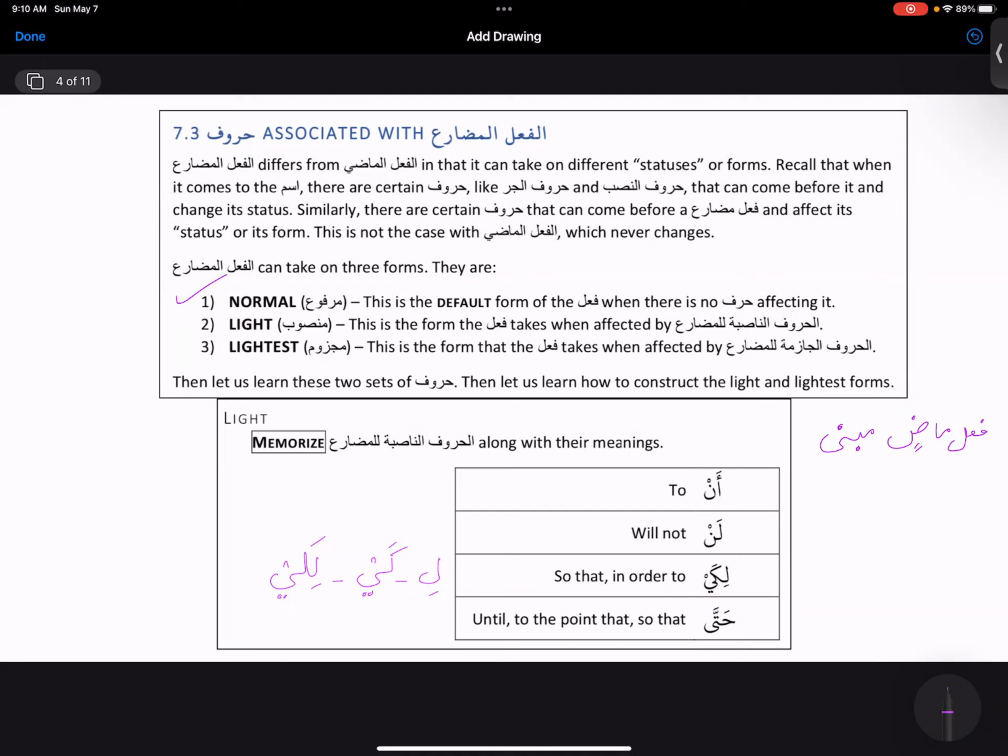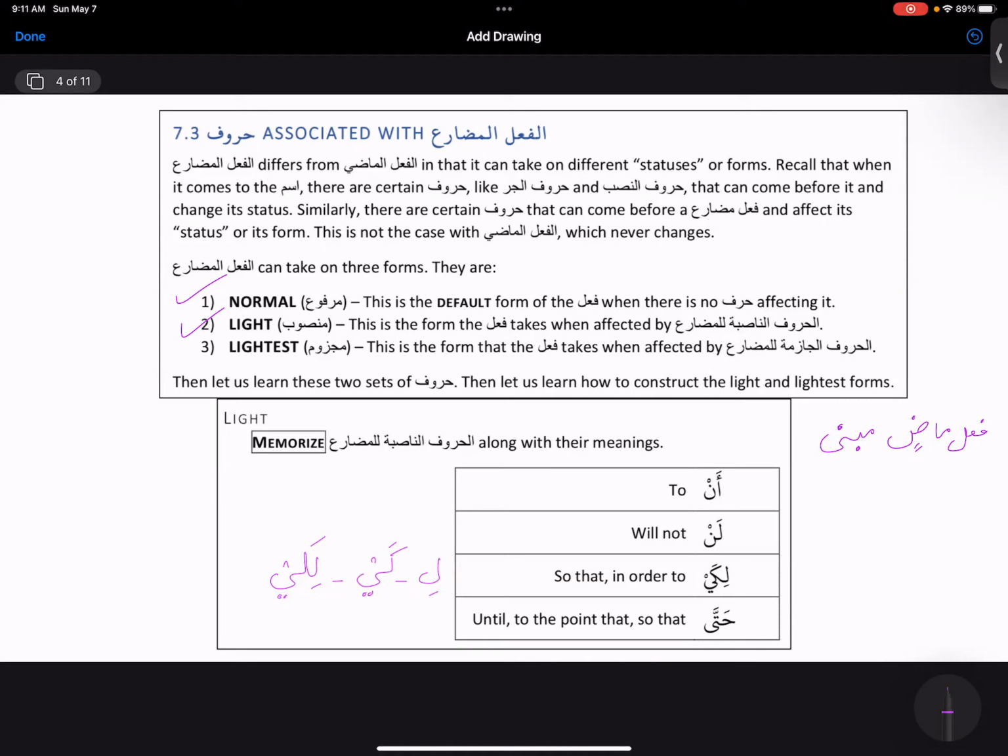What are the moods? The first one is normal, which we already learned. For example, Nasara will become Yansuru. This Yansuru is the normal version of fail mudariya. Then some huruf, which we are going to learn today, come before fail mudariya and make it mansoob. This mansoob is not like what we learned in Isam. Isam is a different study and fail is a different study. But fail mudariya can be mansoob, and how it looks when it is mansoob, inshallah, we are going to see soon.